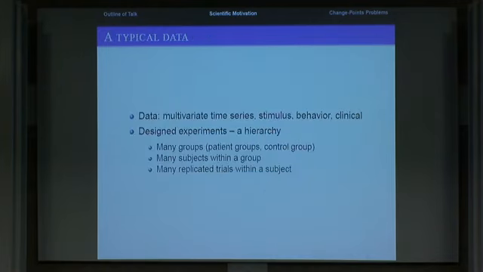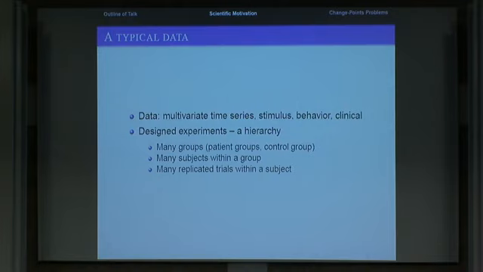Now, as I said, in typical data you have your multivariate time series or spatiotemporal data. You have your stimulus, you have behavior, clinical, perhaps genetic data as well. In these experiments, there's a hierarchy. There are many groups in an experiment: typically patient groups and the healthy control. Sometimes, even within a patient group, there are subdivisions. If you look at autism spectrum disorder, there are autistic kids who are highly functional and those that are not so functional. So within the patient group, there's still some subdivision.